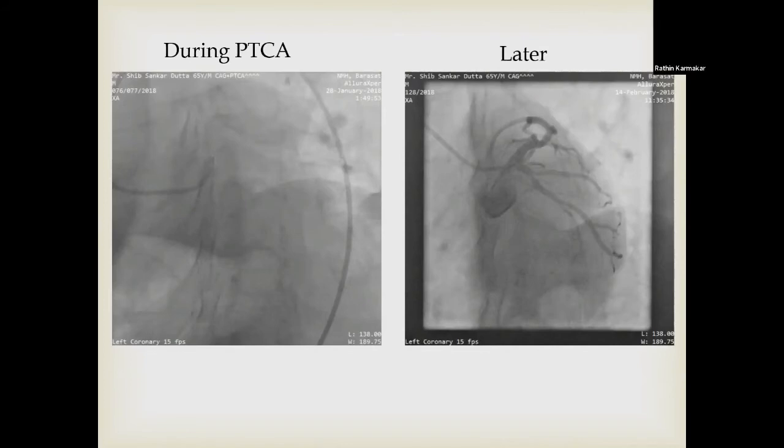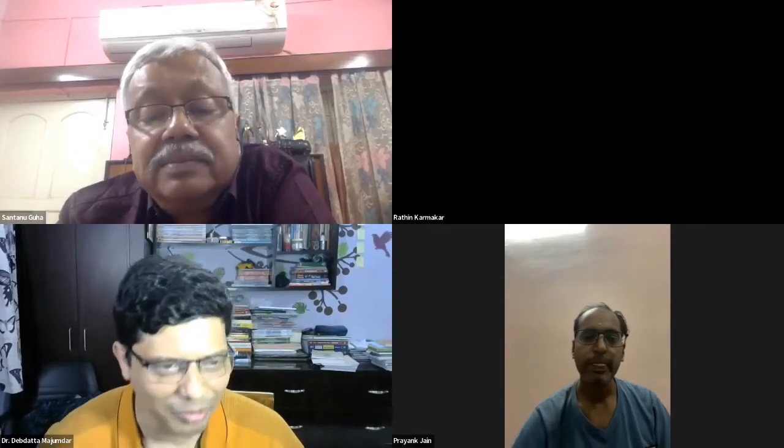Yeah, that's the thing, because it can be a diffuse vasospasm due to some vasospastic condition we have seen. Am I treating with diltiazem now?